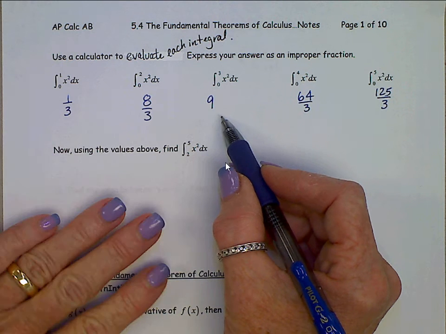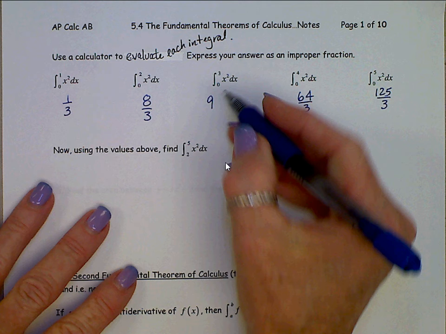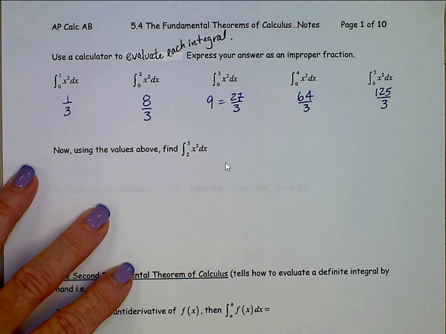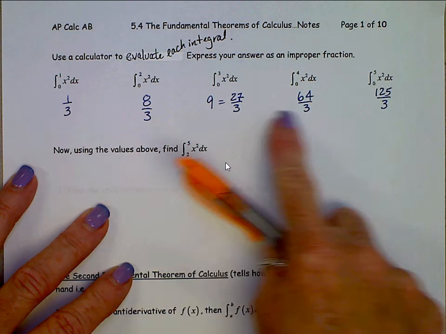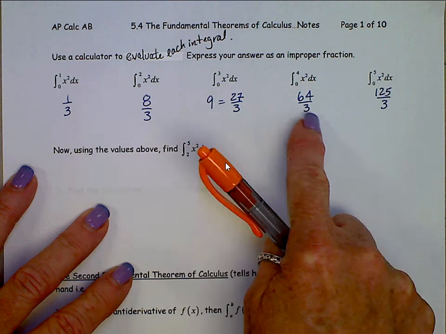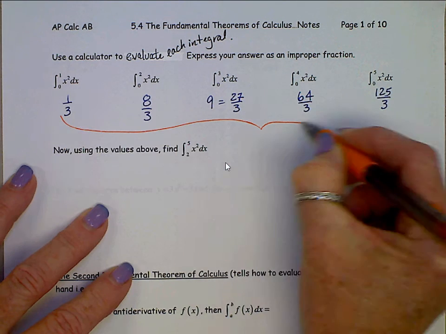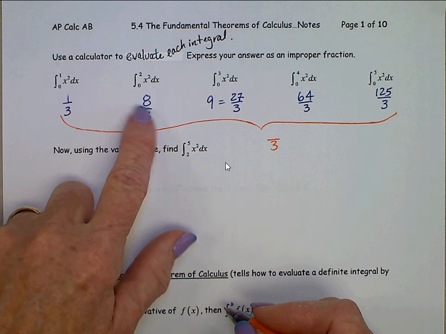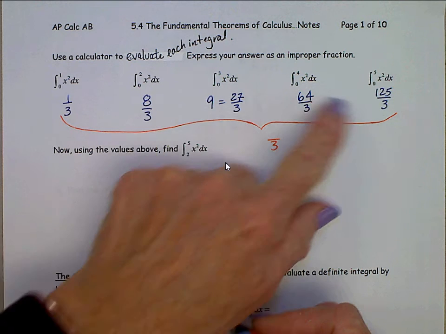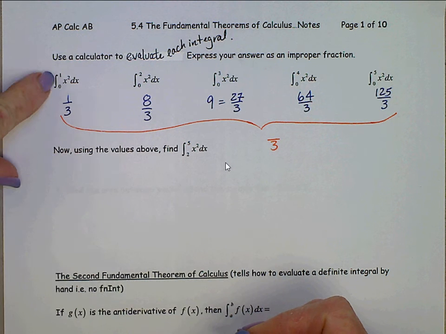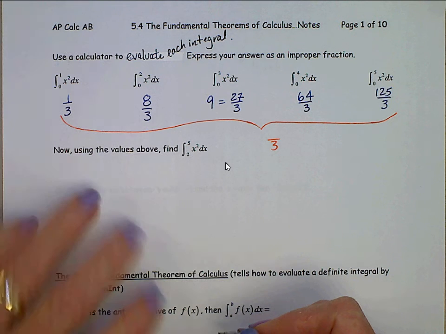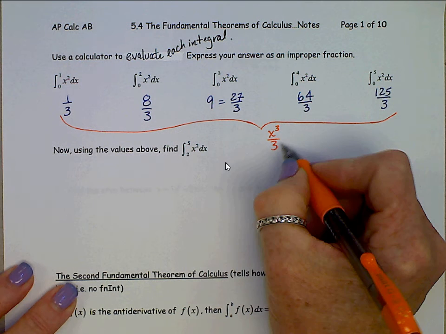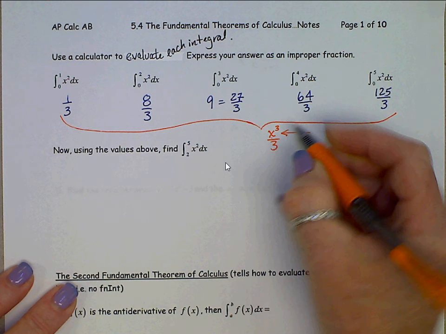Let's go ahead and rewrite that so that it looks like the same format. So let's write that as 27/3. Now, when you look at these all pattern-wise, notice that all of them are something over 3. And then we notice that these are all perfect cubes, 1, 8, 27, 64, 125. And it happens to be this upper bound that got cubed. So we could write this as x cubed over 3, where that number that gets cubed is the upper bound.